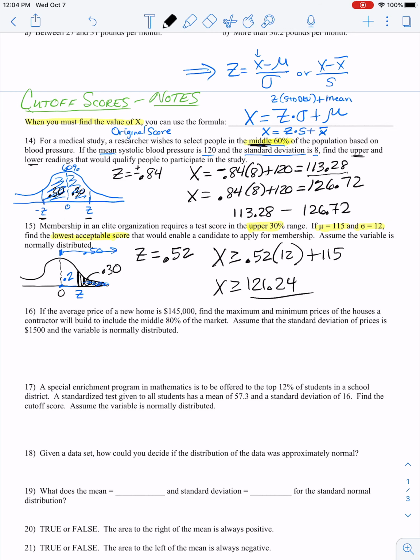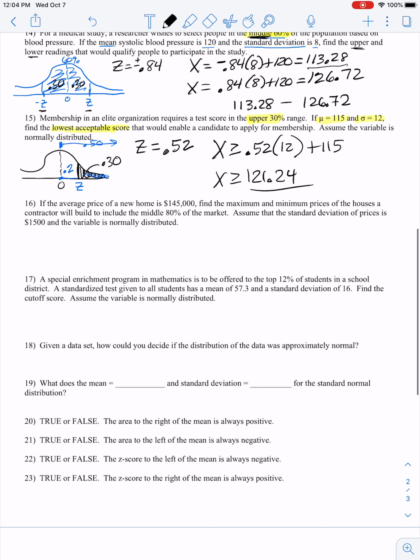Okay, I think we're doing well. Let's keep going here. I'm here at number 16. It says, if the average price of a new home is $145,000, find the max and min prices of a house a contractor will build to include the middle 80% of the market. Assume that the standard deviation is 1500 and the variable is normal.